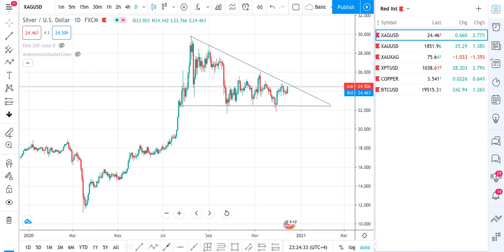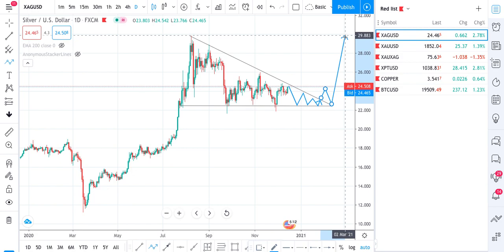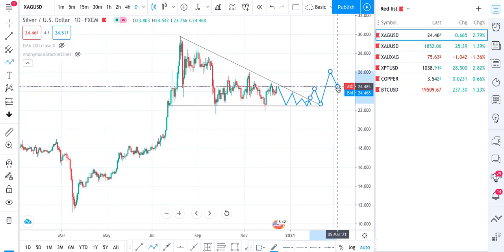But what I think is going to happen is either once we hit this line, the triangle's wedge, it's going to come back down, come back to this, and consolidate even more. And if it does break out from this, hopefully bullish for you guys, it might come back to retest the same line of the support, and then we'll see it go to at least $26 before it comes back right here. So that's the first scenario.